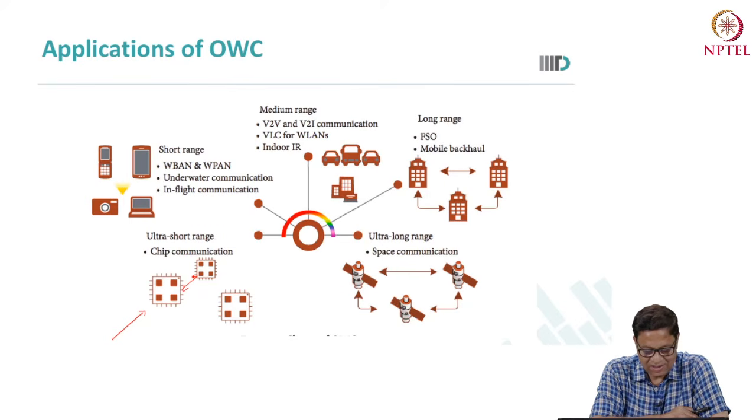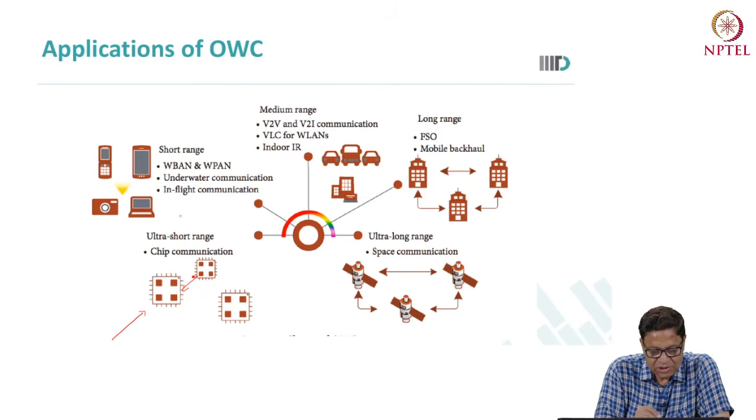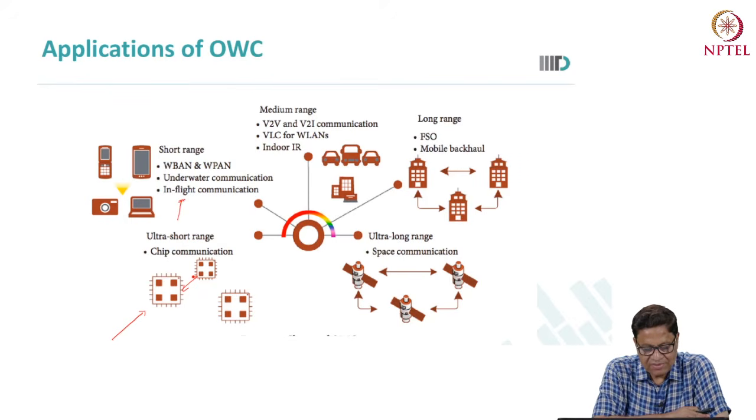So this is an application actually, and the typical distance is millimeter, which is there in the PCB, for example, if you want to connect two chips with high speed, or in data centers, for example. The second is short range. This is of the order of few meters. So the examples are body area network or personal area network, or underwater communication.